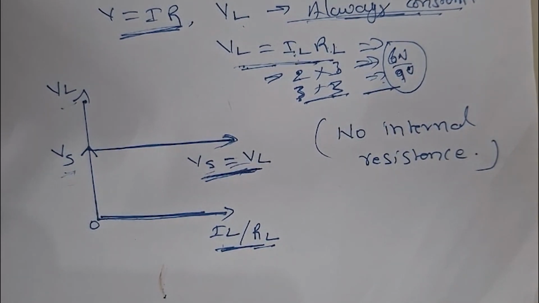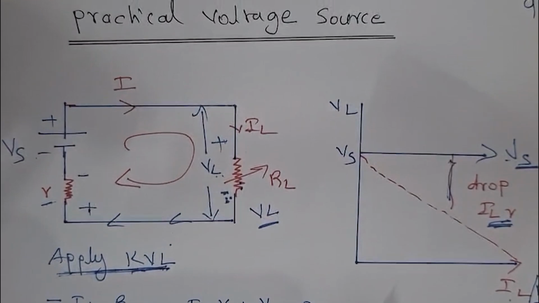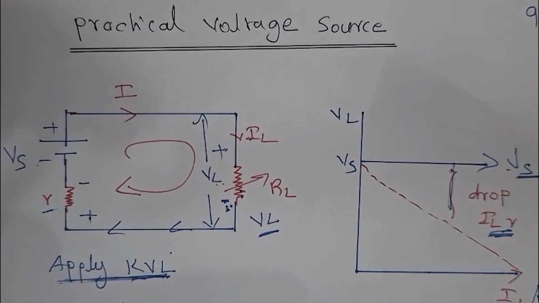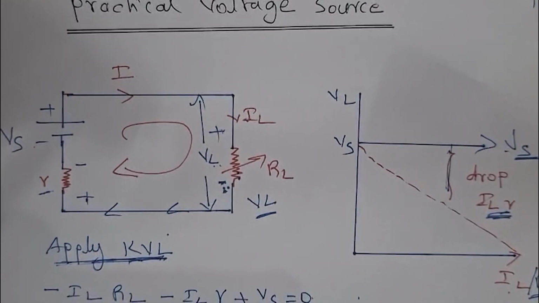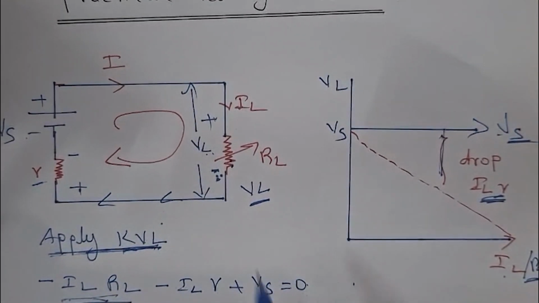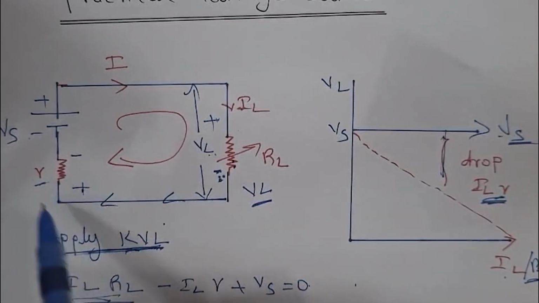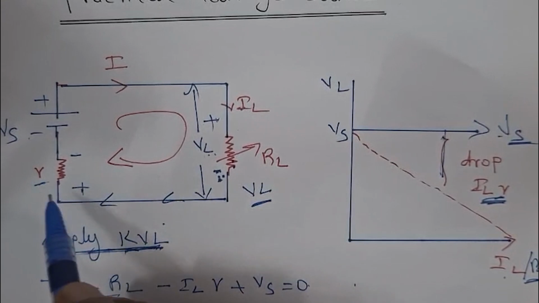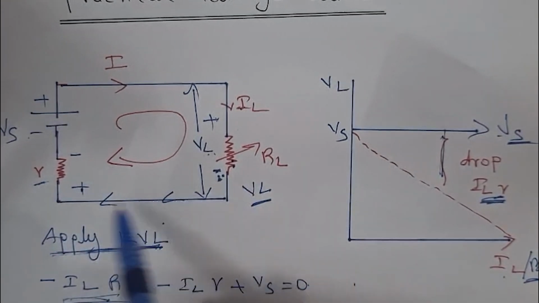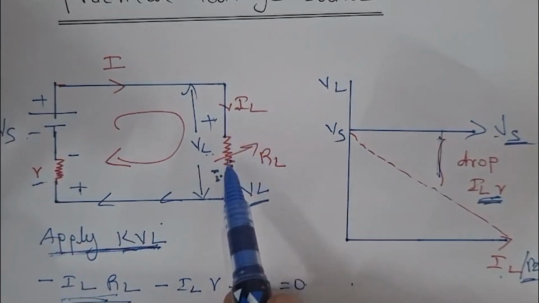Next, you can see the practical voltage source. What is meant by practical voltage source? Okay, so this is the practical voltage source. Now see the same circuit. There won't be any definition, I will just discuss it. This is the same circuit diagram, but here there is one extra thing. What is that? Internal resistance. This small r is called internal resistance. This is the source voltage. We are giving the same IL and RL.